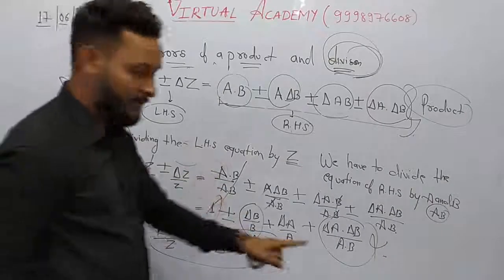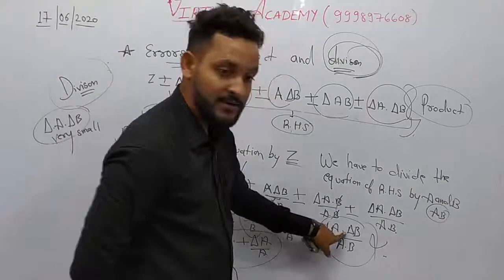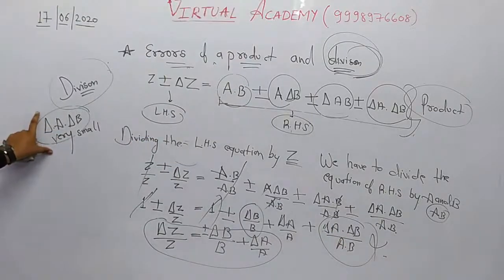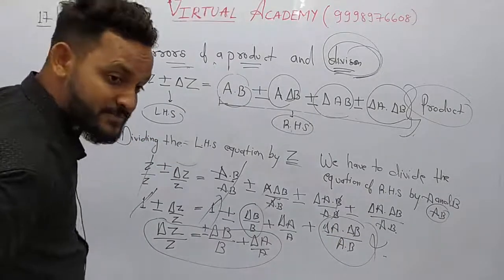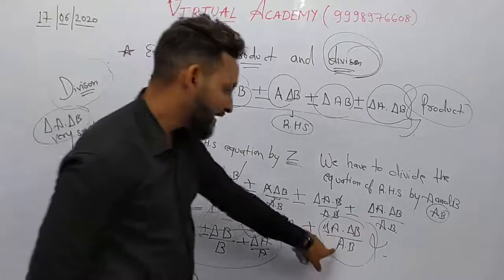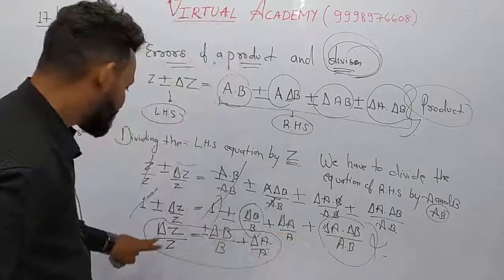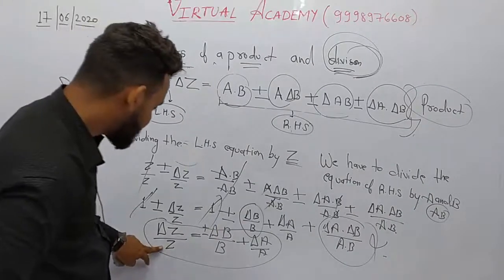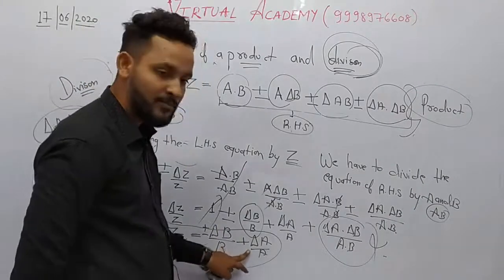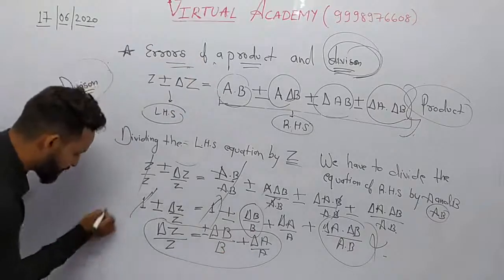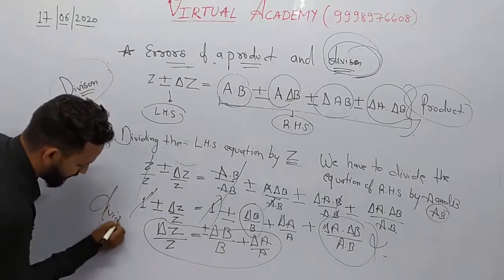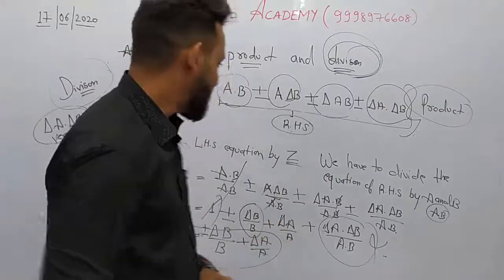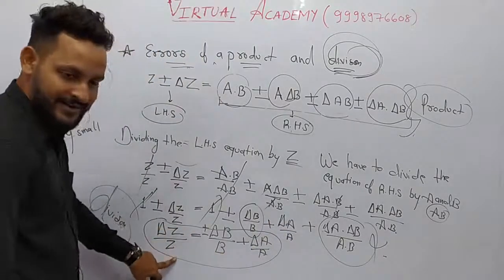And remember, delta a into delta b, their product, is very small. So we have to neglect that term, and cancel out that term. So we have just three terms: delta z upon z, delta b upon b, delta a upon a. So it is for division. Clear? After the division, one thing is left. So easy, it is easy.